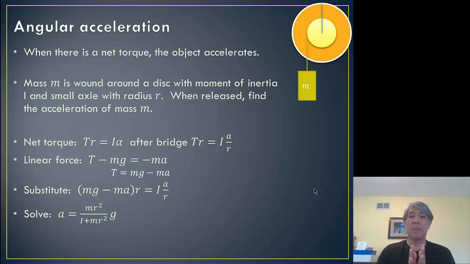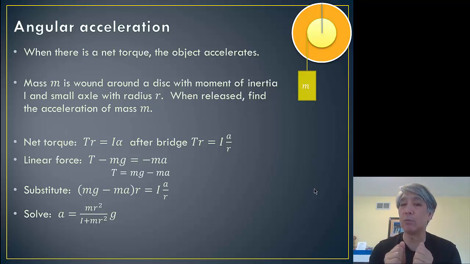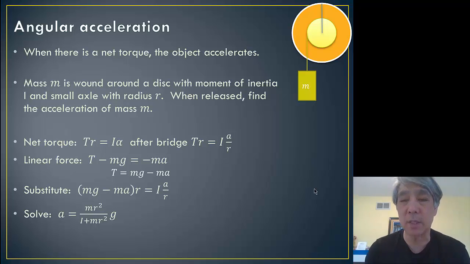So for instance, I have a mass m which is wound around a disk with a moment of inertia I. It has a small axle and a big axle, but we're only attached to the small one, radius r. When we release the mass, we need to find what the acceleration of mass m is. So this is kind of like a pulley problem that we saw before. And remember, because we have acceleration, the torque is being provided by the tension in the rope. And the tension in the rope, when it is accelerating, is not simply mg. That's a very common misconception.